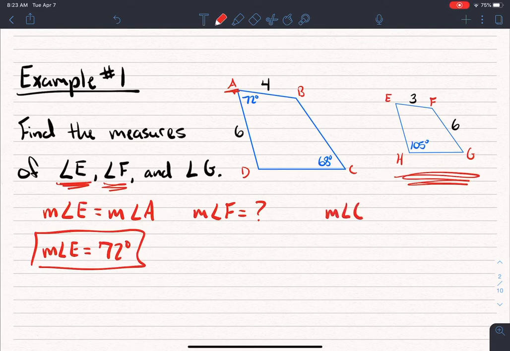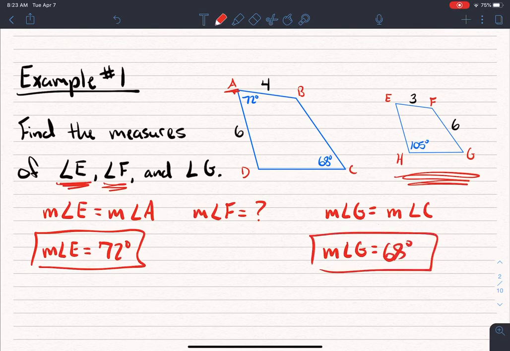G corresponds to C, so it's going to be the same as the measure of angle C. We know that the measure of angle C is 68 degrees. So the measure of angle G is 68 degrees, and we've got our final answer on that one. Now I look at this picture and I know that if H is 105, then D must be 105. But I still don't know B or F.